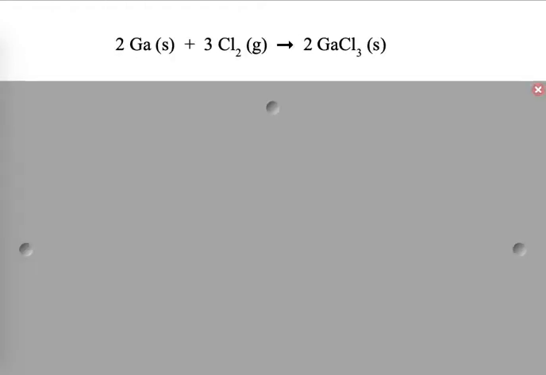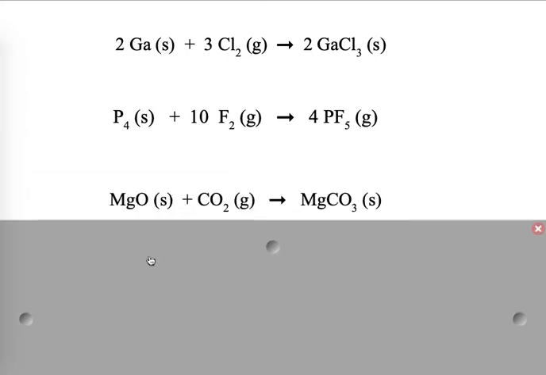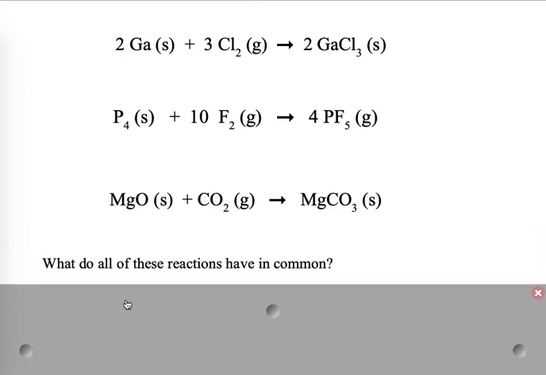Gallium reacts with chlorine to form gallium chloride. Phosphorus reacts with fluorine to form phosphorus pentafluoride. Magnesium oxide reacts with carbon dioxide to form magnesium carbonate. What do all of these reactions have in common? If you'd like to pause the video and think about this for a few minutes, go right ahead.